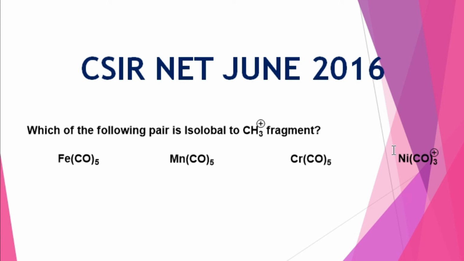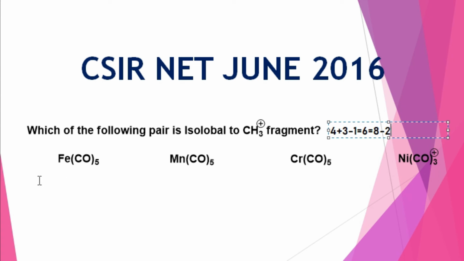So you have to first calculate the valence electron count of CH3 plus. So 4 for the carbon, 1 from each hydrogen, so there is 3, so plus 3, and minus 1 for the positive charge. So you get 4 plus 3, 7, minus 1, which is 6. So 6 can be written as 8 minus 2. So 2 electrons are needed to fulfill its valence shell. So we have to find out those organometallic compounds which need 2 electrons to fulfill the valence shell.